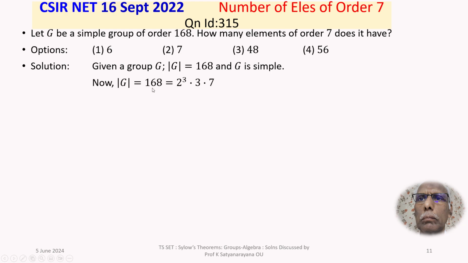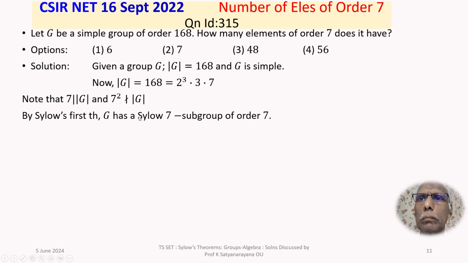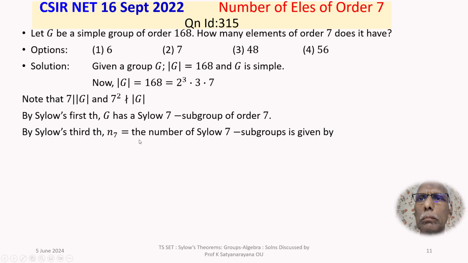Let's now write down the prime factorization. It is 2 cube into 3 into 7. We want to talk about how many elements of order 7 it has. Therefore, we consider 7. So, 7 divides the order of G, and 7 square does not divide the order of G. Therefore, by Sylow's first theorem, G has a Sylow 7 subgroup. What is the order of the Sylow 7 subgroup? The order is 7.